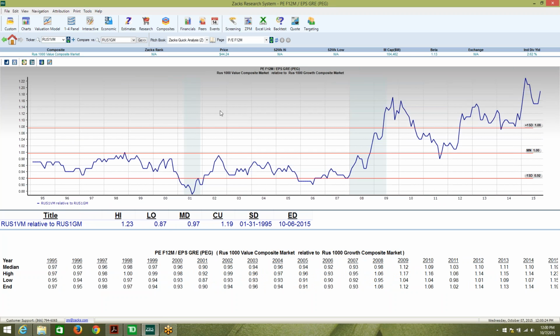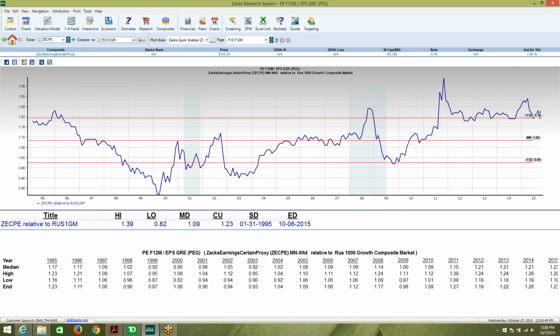The same story is now being told here by the relative PEG ratio between these two styles: that lowered forecast growth is contributing to an elevated relative PEG ratio. Thus, value stocks seem to be cheap for a fundamental reason, low growth. The same analysis can be performed for your own portfolio composite.